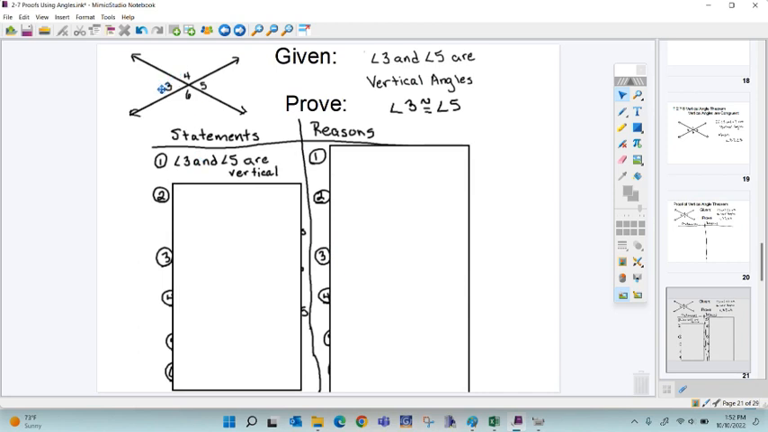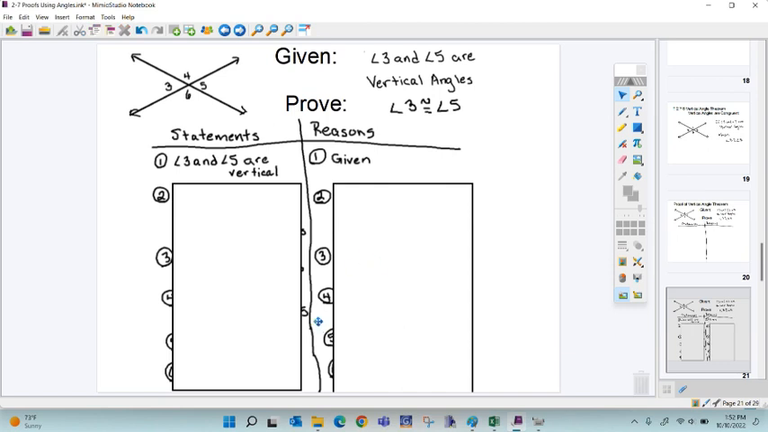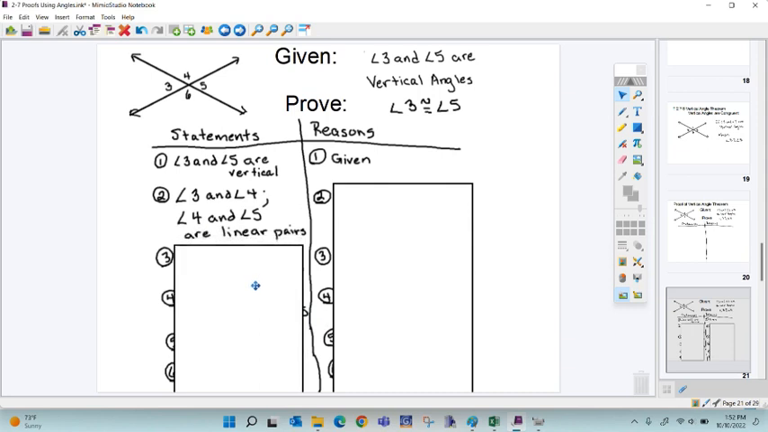Let's say that we're given in this picture that angle 3 and angle 5 are vertical angles. So we're given that. We want to start taking a look and identifying some other things from the picture. We can tell by sight that angle 3 and angle 4 are a linear pair. They are next to each other, they make a straight line. We can assume from a picture a straight line. Angle 4 and angle 5 also make a linear pair.